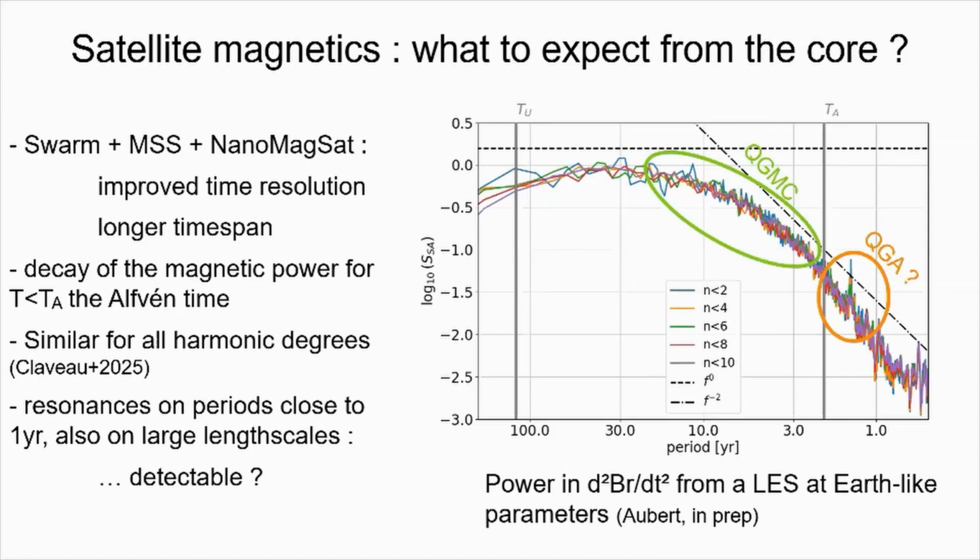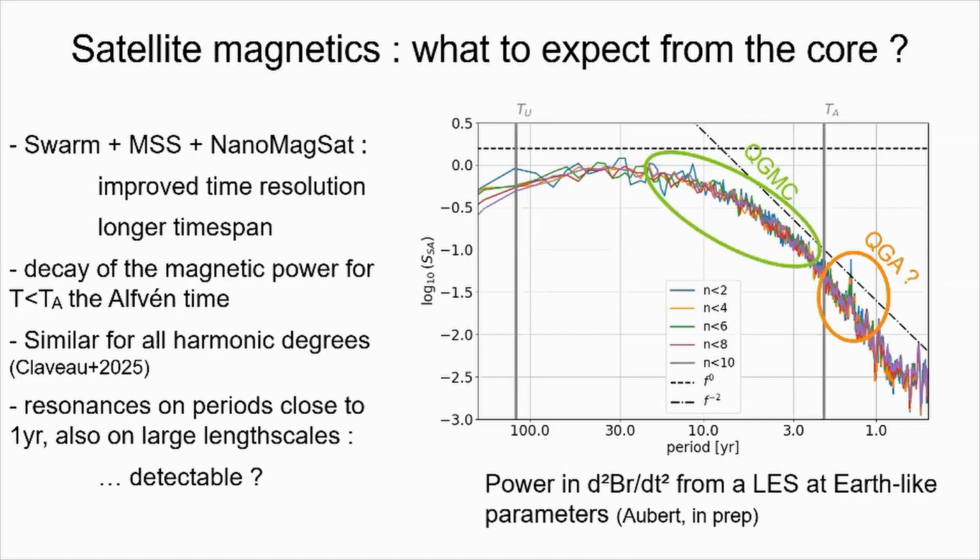This spectrum here is taken from the latest simulation by Julien at Earth-like conditions. This is the spectrum of the secular acceleration, so the second time derivative of the magnetic field. And this is for several harmonic degrees, all normalized so that they have the same power here for comparison. You see that all these spectra for all the degrees superimpose, which is somewhat surprising. That means the decay in the power spectrum here does not really depend on the length scale we are looking at.